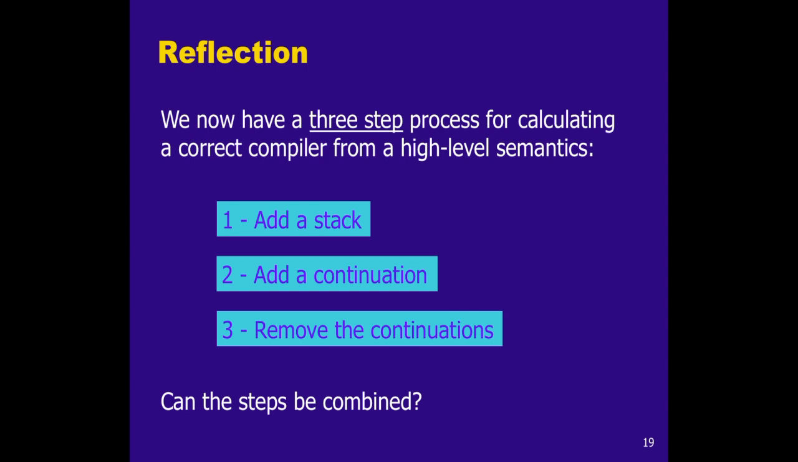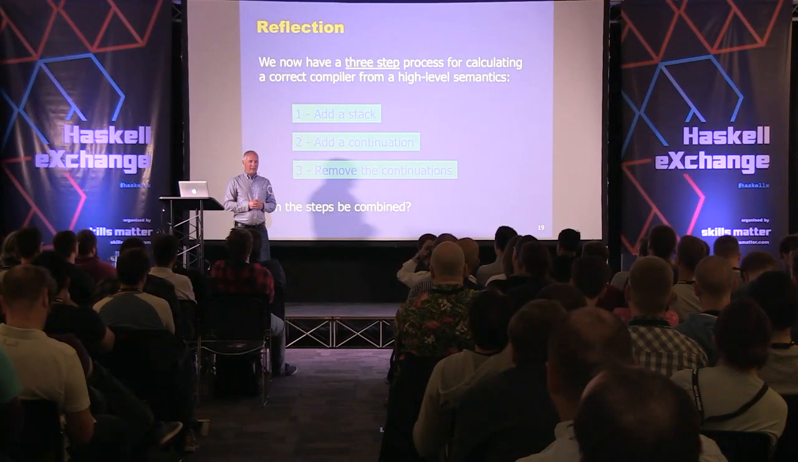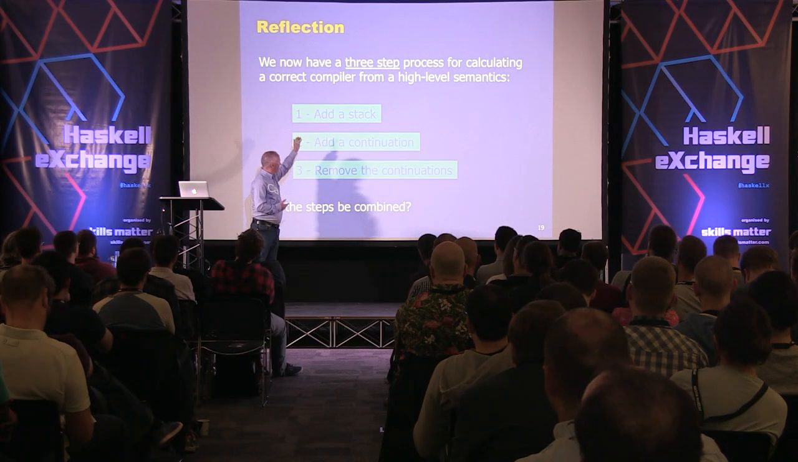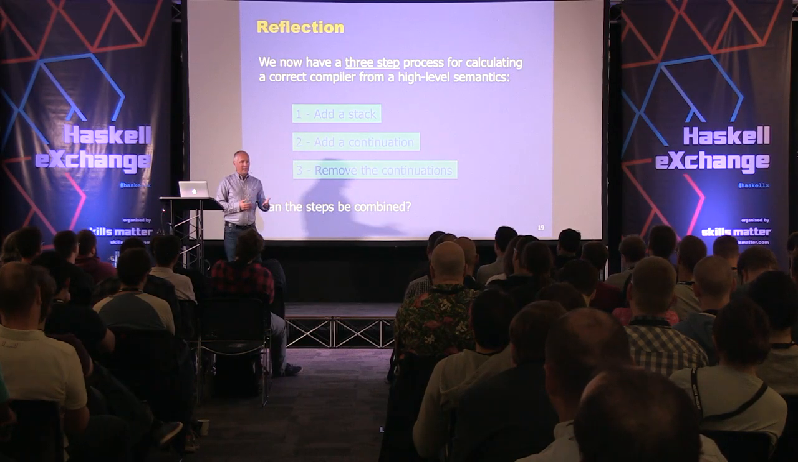The second step was we make the manipulation of control flow explicit by using a continuation. And then the third step was we make everything first order again by removing the continuations. And when you write it down like this, there seems to be some opportunity for making things simpler or combining things. So the first two steps just add two things in. So we add a stack and then we add a continuation. Maybe we could do that in one step.